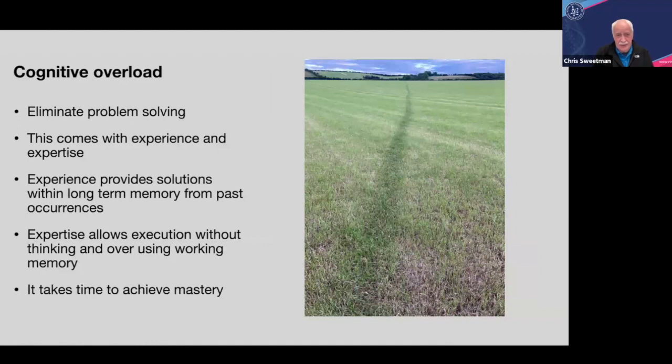Right, so one of the ways that we can totally mitigate against cognitive overload is to eliminate problem solving. But the only way you can do that is if you have experience and expertise, because with experience and expertise in your long-term memory, it's likely that you'll have a solution for any problem. So if there's a problem, you don't really need to solve it too much. You can go back into the deep recesses of your mind, from long-term memory, and bring it into your working memory. It's not going to exceed capacity because it's aided by that long-term memory, and it's going to take time to achieve that mastery.